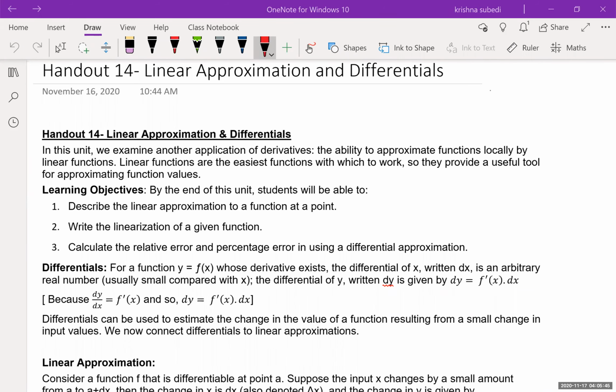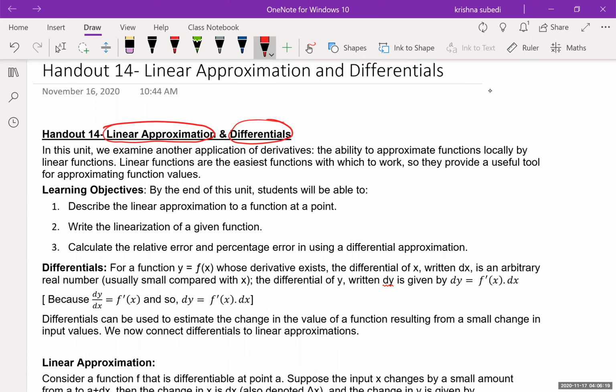Okay, today in this lesson we'll be working on two concepts. One is linear approximation and another is differential. So we have two concepts that we'll be talking about in today's class, okay? Basically, what we do in this unit is examine another application of derivative: the ability to approximate functions locally by linear functions.